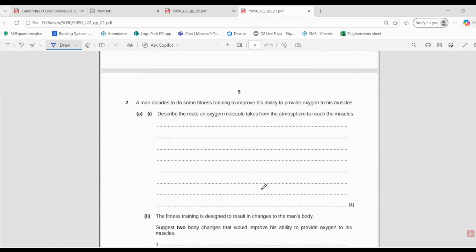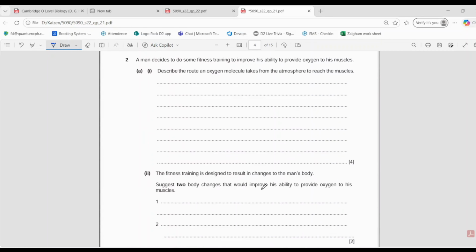Next part is a man decided to do some fitness training to improve the ability to provide oxygen to his muscle. Describe the route an oxygen molecule takes from the atmosphere to reach the muscle. This is very basic. You have to explain the pathway through the respiratory system. But there was one question someone asked yesterday, what is fitness training basically, and how does it help the person to get more oxygen? Your answer should be related to the lung capacity.